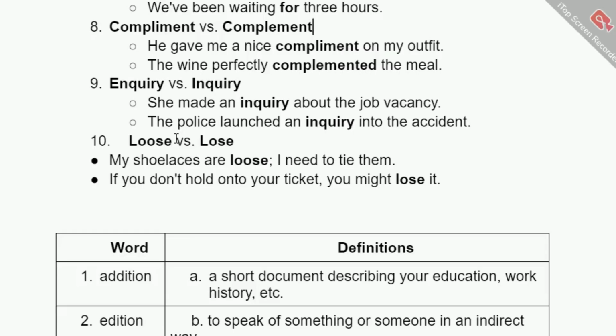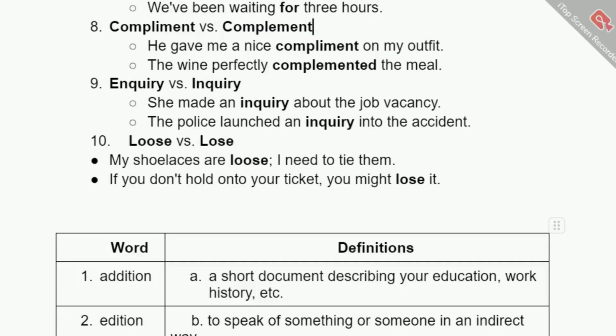Now last we have loose versus lose. This loose is an adjective first of all, and it shows something not tightly fixed. And this lose is a verb that shows to misplace or fail to keep something. My shoelaces are loose, it is an adjective. I need to tie them. And here, if you do not hold on to your ticket, you might lose it. And here we are using this lose as a verb.